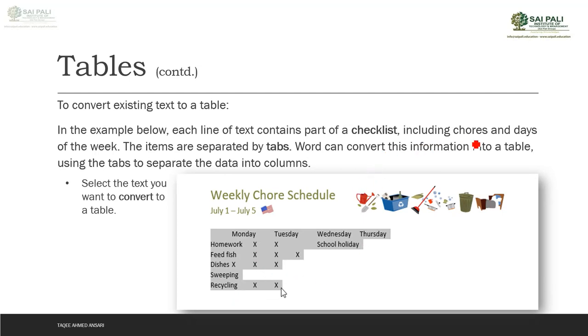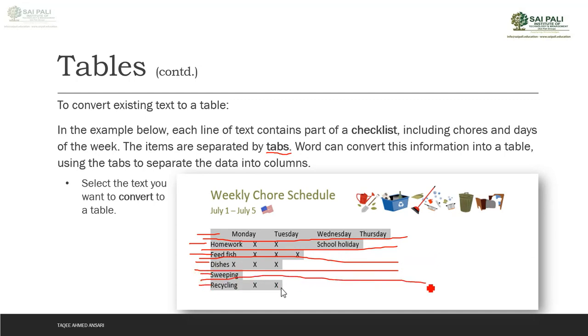Now including chores and days of the week, the items are separated by tabs. Now this is important. Word can convert this information into a table using the tabs to separate the data into columns. Now remember, when you try to convert the data, you have different lines, like I have lines 1, 2, 3, 4, 5, 6. What Word will do is these lines will automatically convert into rows. So Word will consider each line as a row. Very simple.